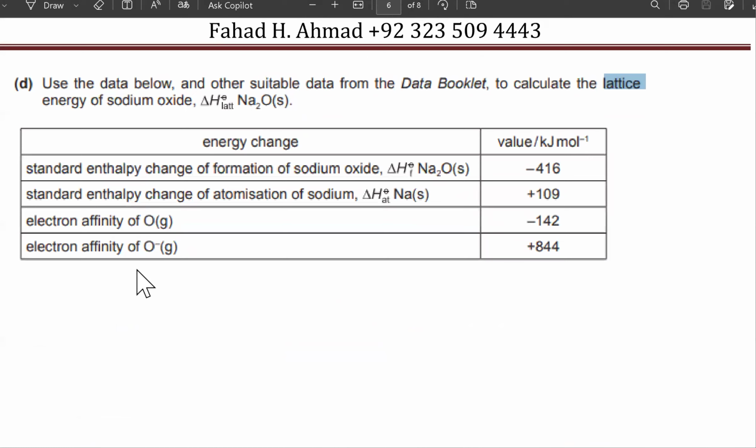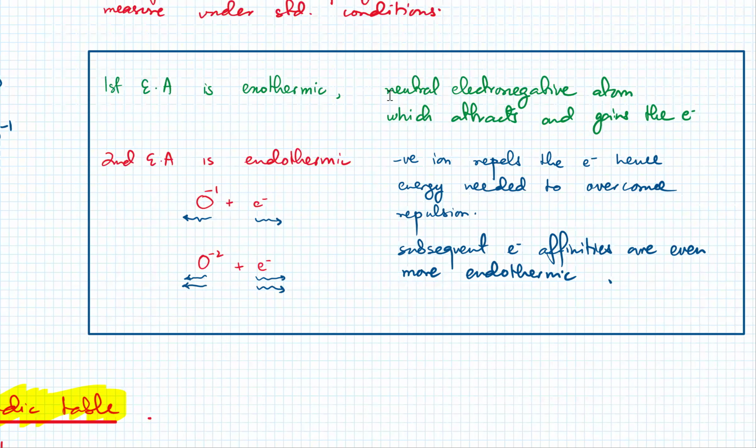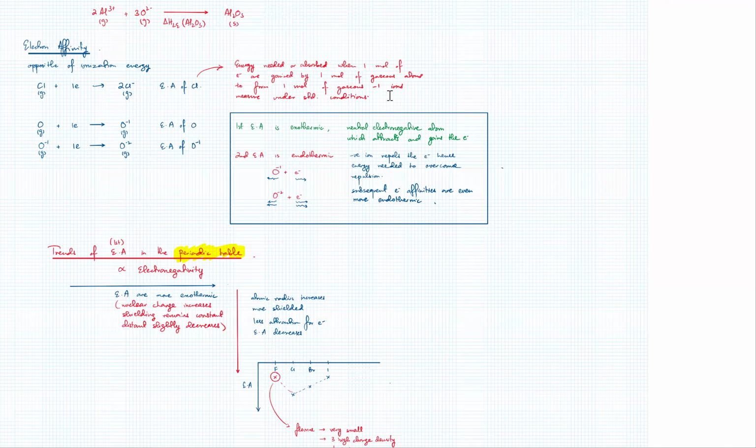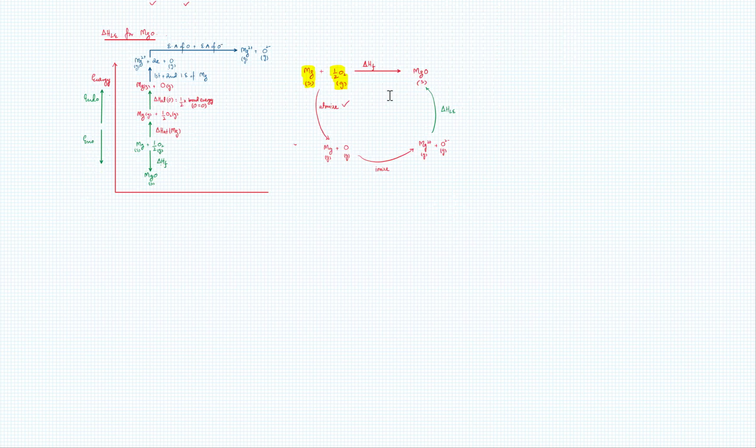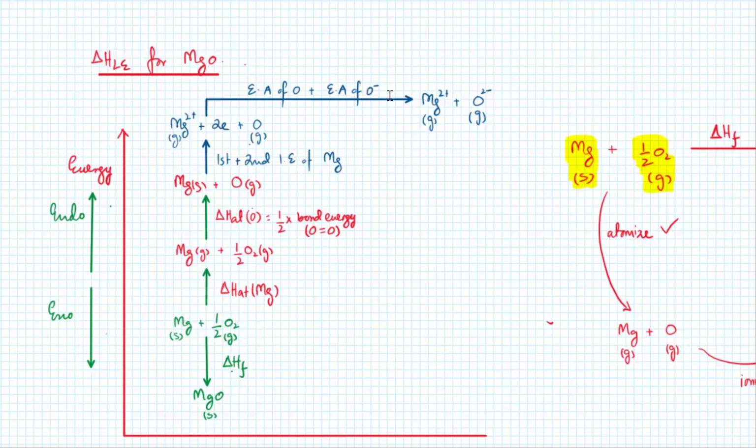So you can see that the electron affinity of oxygen, the first one is exothermic, but the second one is highly endothermic. So overall, if you sum this up, it's going to be endothermic, which means the arrow direction will be upwards, which I've done over here as well. Okay, you can see the arrow is still going upwards.